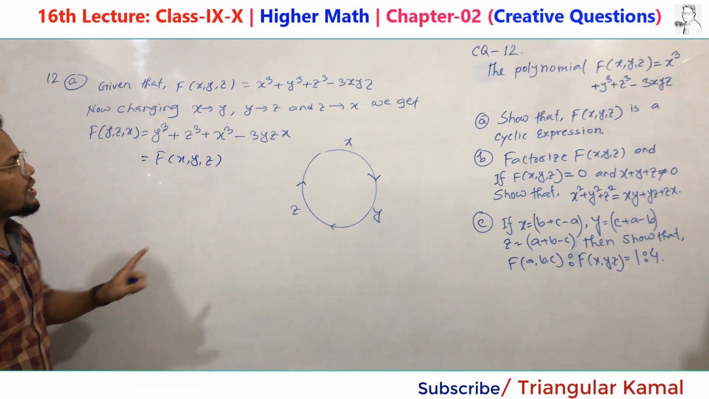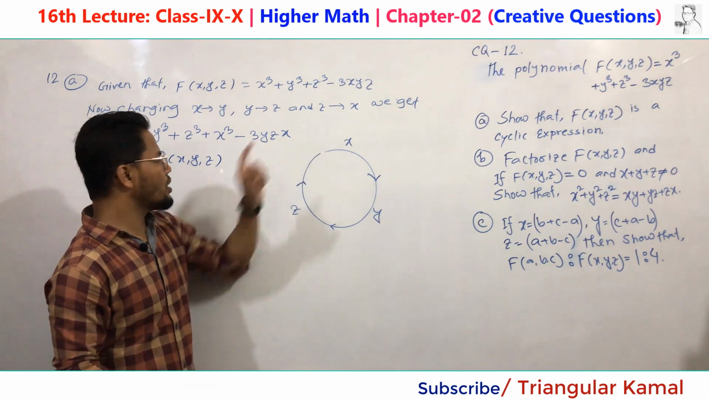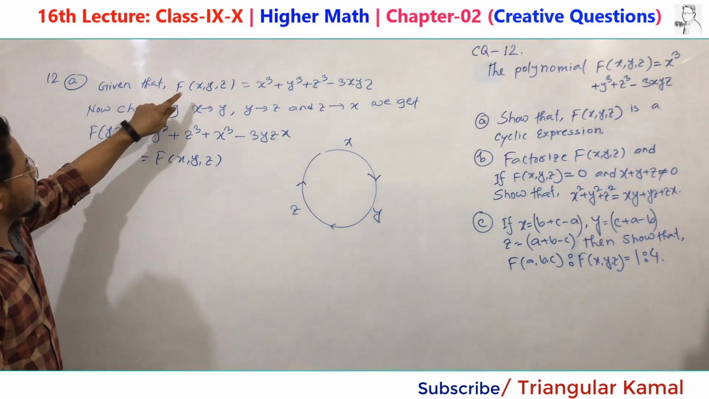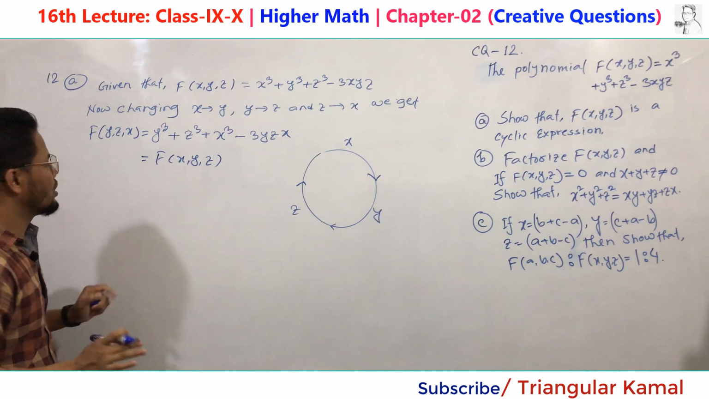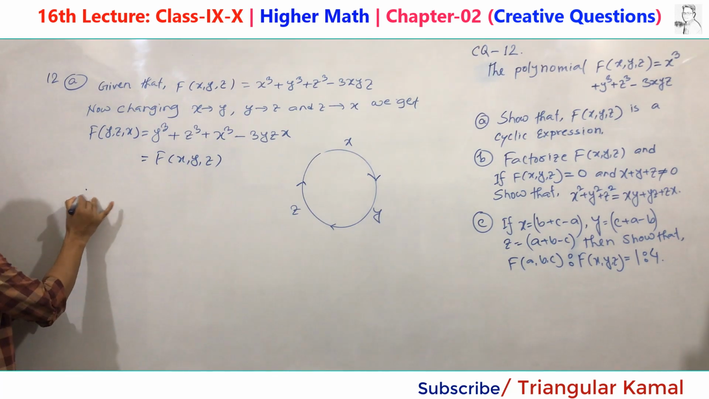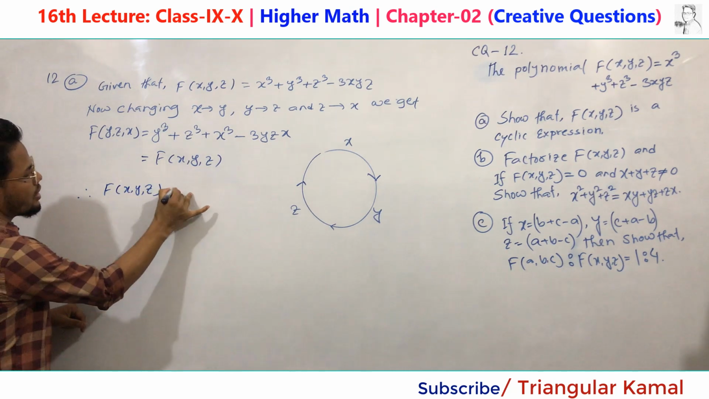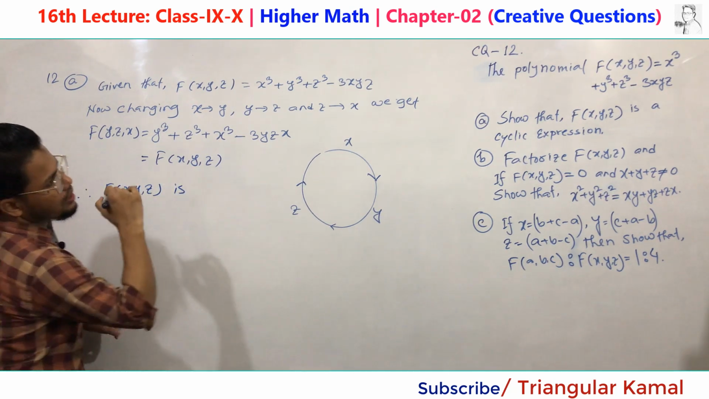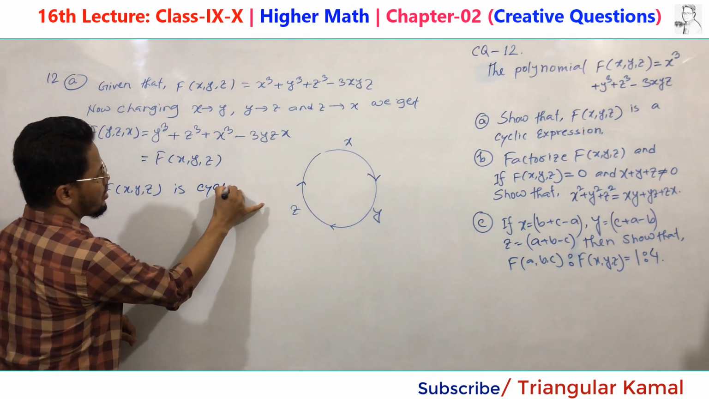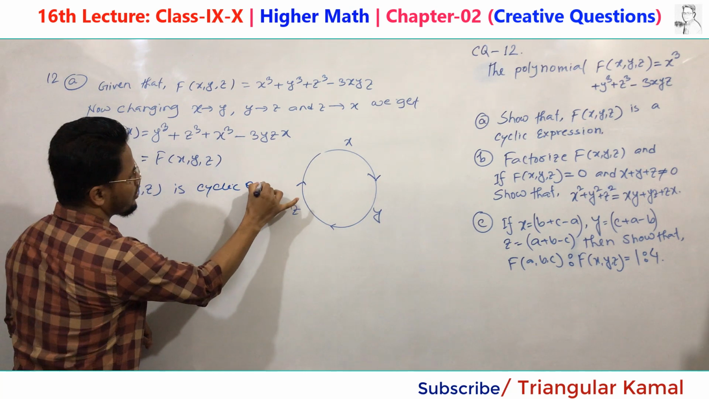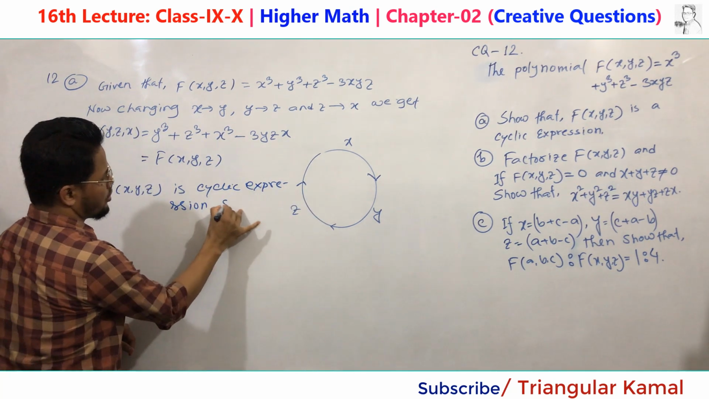So after changing the variables x to y, y to z, z to x, we see that the previous one and the last one are both the same. So we can say that f of x, y, z is, as required, a cyclic expression. Cyclic, shown.